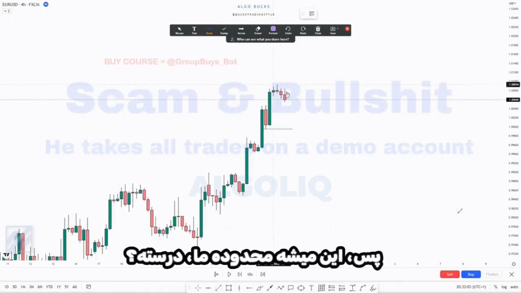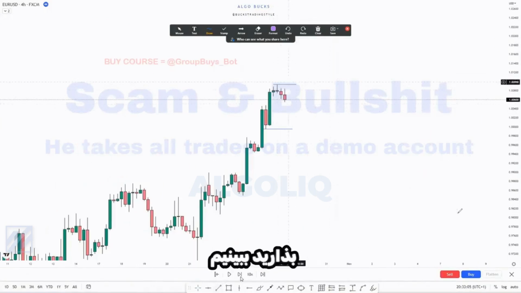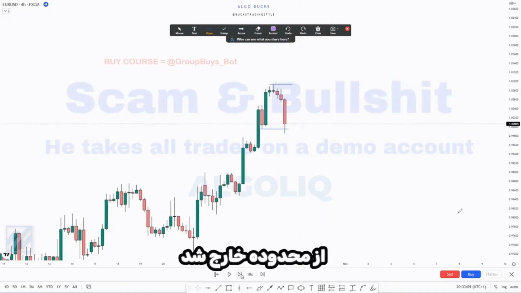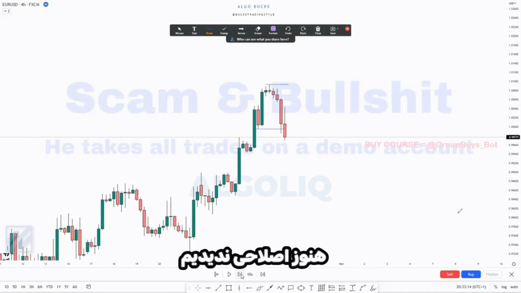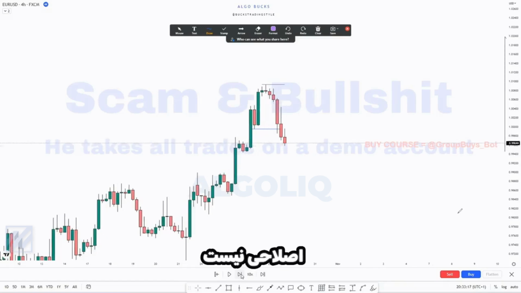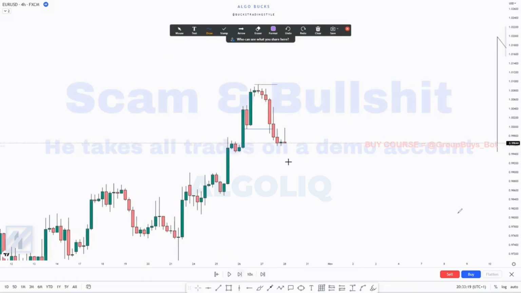So this becomes our range, right? Let's see. Price broke out of the range. We have not seen a retracement yet. Good. Now, this single candle, this is our retracement.